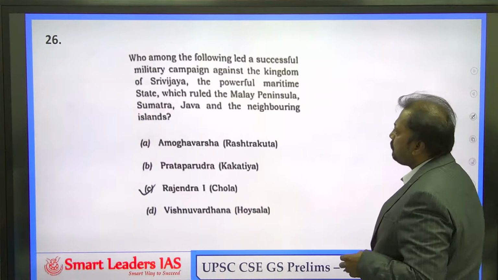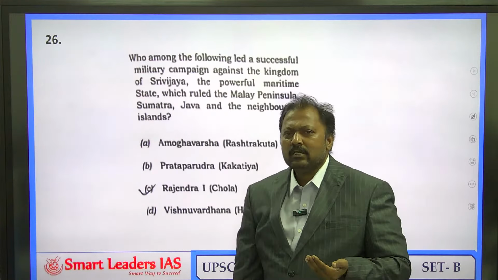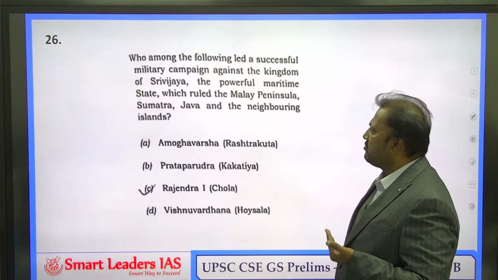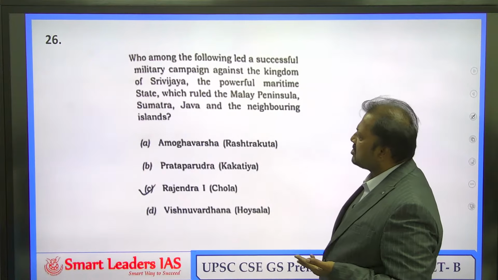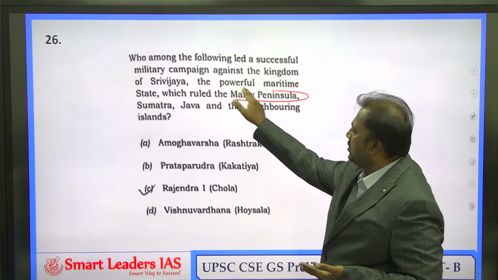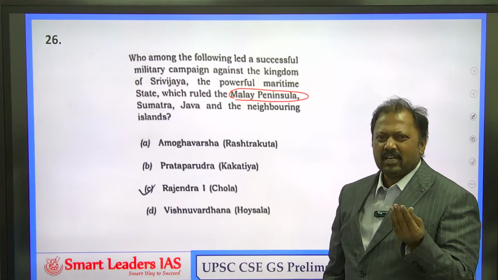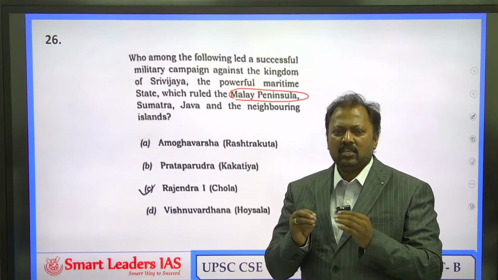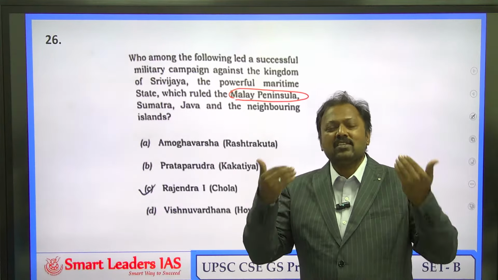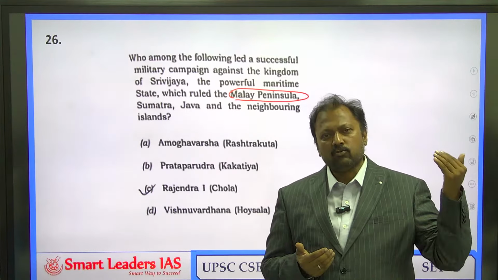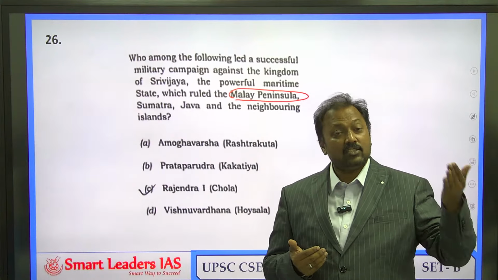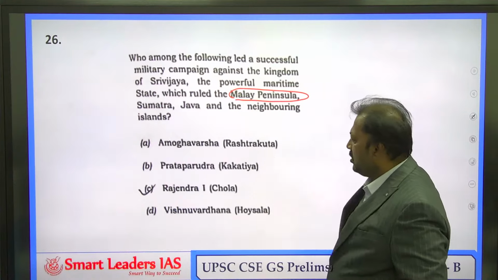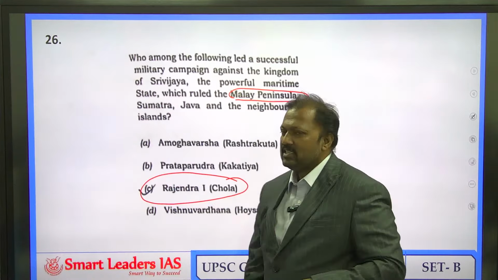Next, question number 26. Here it says, who among the following led a successful military campaign against the kingdom of Sri Vijaya, the powerful maritime state which ruled the Malay Peninsula? Malaya means outside India. If you had known some fundamental history, there are only 2 periods in Indian history where Indian rulers have gone outside the Indian territory and annexed. One is Chandragupta Maurya, in ancient India. Another is the Chola rulers. Among the Cholas, Raja Raja and Rajendra, this happens to be Rajendra Chola. So the answer is going to be C for this question.